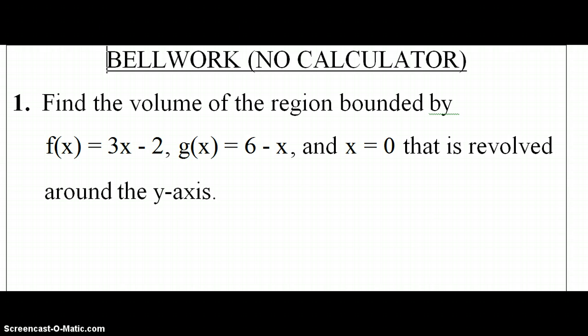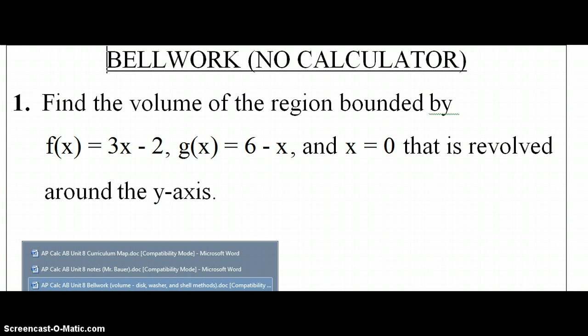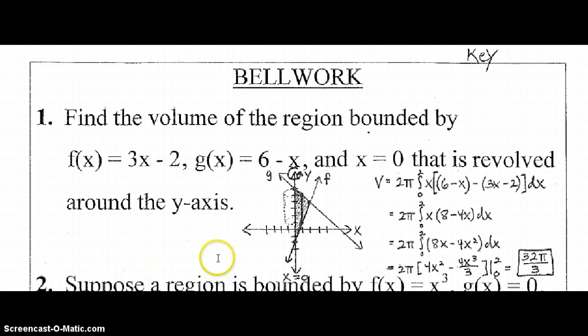Before you even get there though, you have to decide what your region looks like. So I'm going to jump to the solutions here, and you can see I drew a picture. So f of x is 3x minus 2, y-intercept of negative 2, slope of 3, so we've got the line right here. G of x equals 6 minus x, so y-intercept of 6 with a slope of negative 1, line there. And it's pretty easy to see that they intersect at x equals 2.